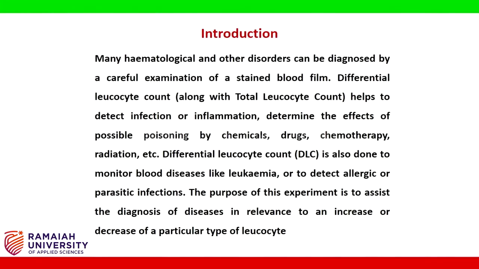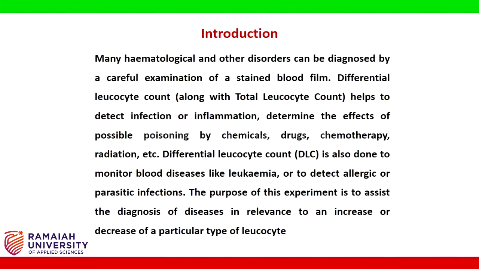Introduction. Many hematological and other disorders can be diagnosed by a careful examination of a stained blood film. Differential leukocyte count along with total leukocyte count helps to detect infection or inflammation, and determine the effects of possible poisoning by chemicals, drugs, chemotherapy, radiation, etc. Differential leukocyte count is also done to monitor blood diseases like leukemia or to detect allergic or parasitic infections.